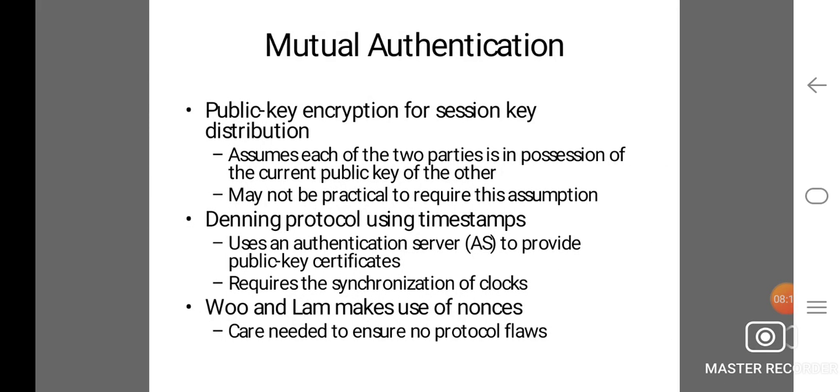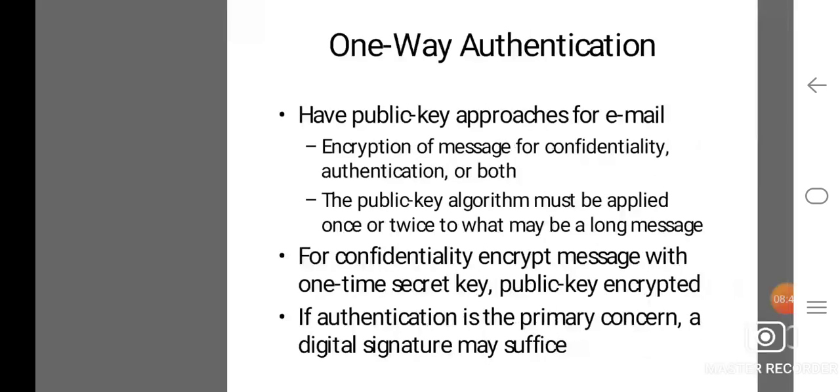Mutual authentication: public-key encryption for session key distribution assumes each of the two parties is in possession of the current public key of the other. It may not be practical to require this assumption. Denning's protocol using timestamps uses an authentication server AS to provide public key certificates, and requires the synchronization of clocks. Woo and Lam make use of nonces; care is needed to ensure no protocol flaws.